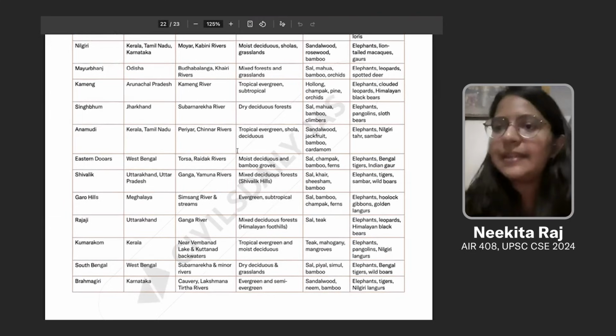any factual detail that you need to understand about protected areas is here in this document itself.